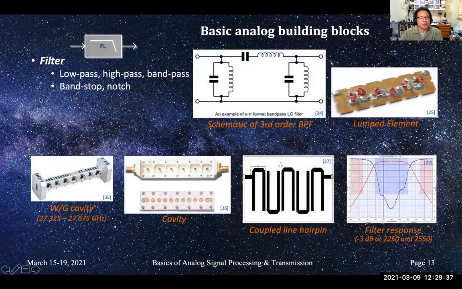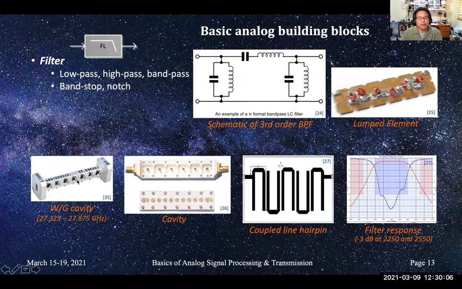Some filters. Here's a symbol for a low pass filter, but there are band pass, high pass, band stop. There are many different kinds. Generally filters are represented by lumped elements, Ls or inductors and Cs capacitors. This one happens to be a Chebyshev design, 3 sections. On the right, we have a 5-section lumped element filter.